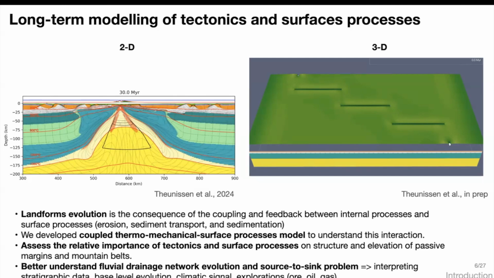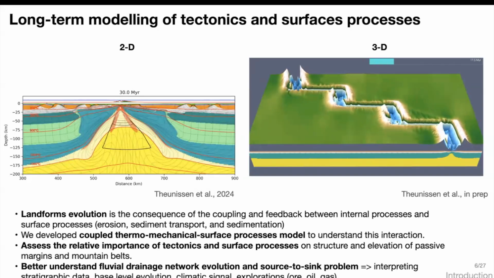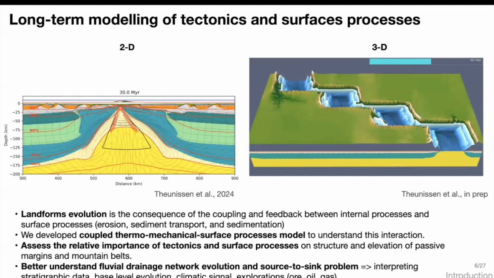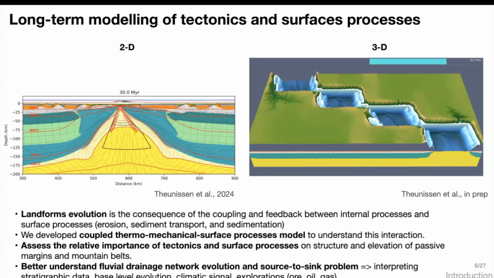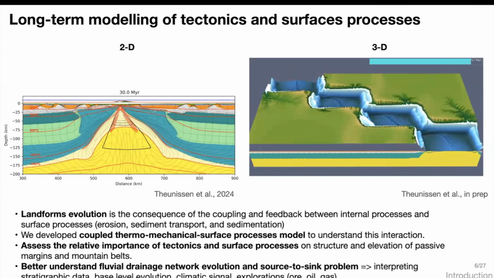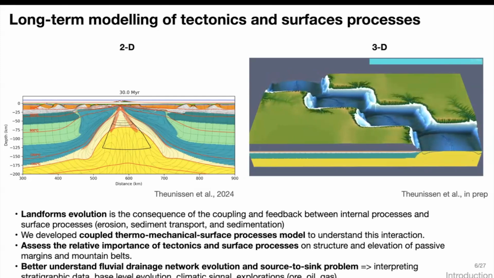And then the yellowish color will be the sublithospheric mantle. But we also do it in 3D, and there are these two different aspects that we'll develop in this presentation. The idea in this approach is to assess the relative importance of tectonics on surface processes, on structures, on elevation of passive margins, but also on mountain belts, and to better understand the fluvial drainage network evolution on source-to-sink problems that mostly can be done in 3D.